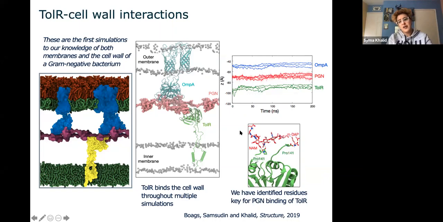You can see that over these simulations, they're fairly stable. They don't move. We're not seeing any distortion of the system. They seem to be pretty happy in their orientations. And indeed, what was really nice was we were able to identify residues in this TOL-R protein that are key for binding the peptidoglycan. And these are the same residues that have been shown to be important by the experimental groups. So again, the simulations and the experiments are agreeing, which is nice.